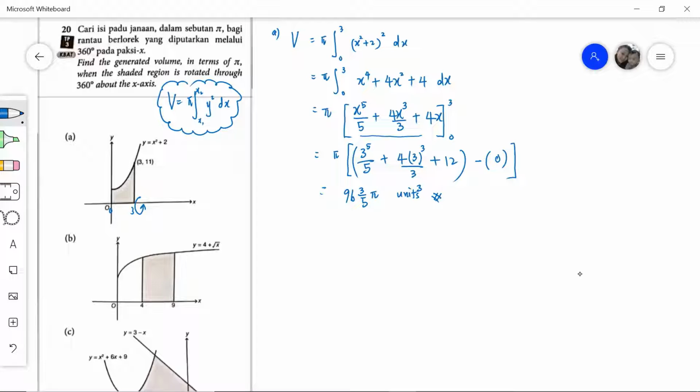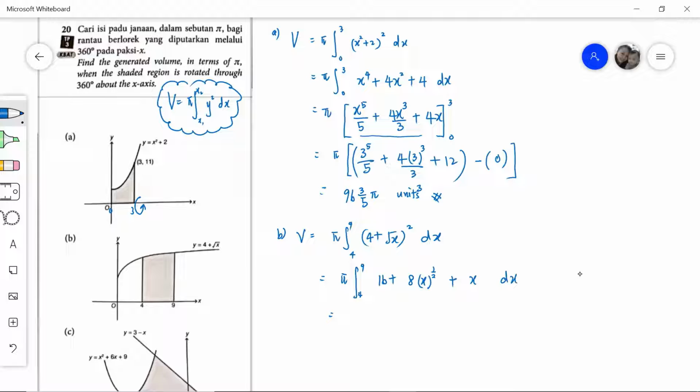For B, same thing. We have to use the formula pi y squared dx. So the y squared is 4 plus square root of x. We got to square this expression with respect to the x-axis, and the boundary is from 4 to 9. Let's expand first: 16 plus 8 x to the power of half. Change to index form, it's easier for us to do the integration later. And then plus x dx.